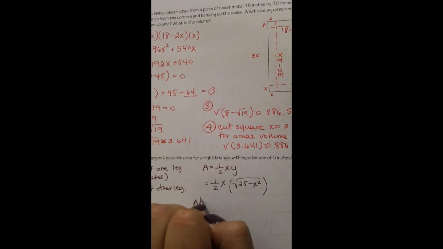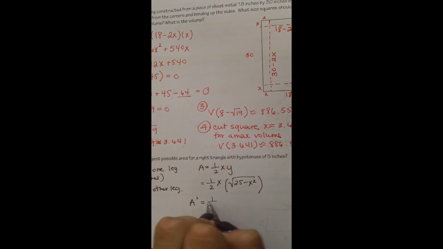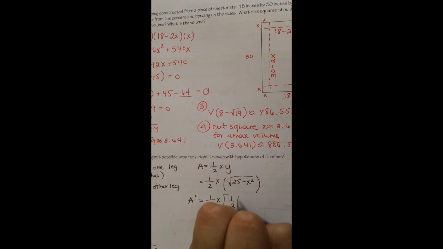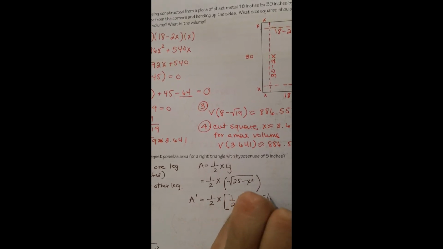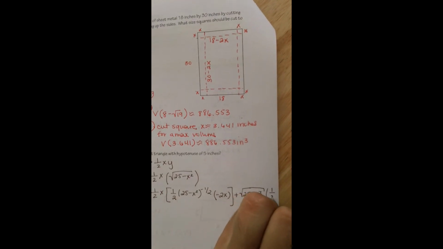And now find the derivative. So A prime, this is a product rule together with a chain rule. So it'll be the first times the derivative of the second, plus the second times the derivative of the first. And then we're going to simplify this.